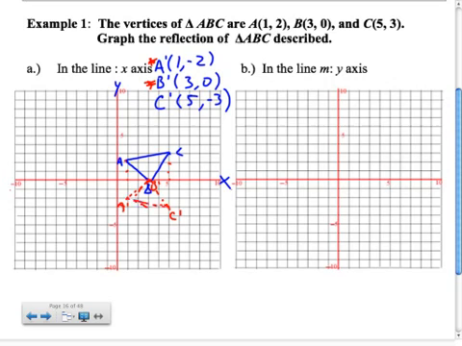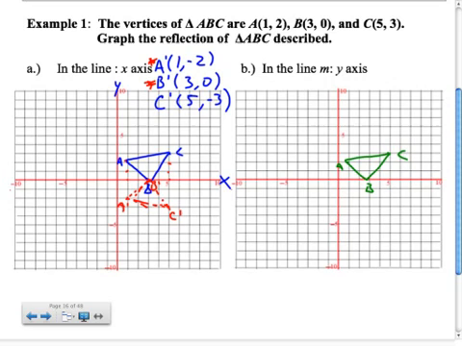For B, same idea, except now we're going to reflect over the y-axis. I'm still going to start with my same points: (1, 2), (3, 0), and (5, 3). So here's A, B, and C. Now I have to go over the y-axis. Again, coordinate rules or counting. If I give you a graph, I think counting's easier, but it doesn't really matter.